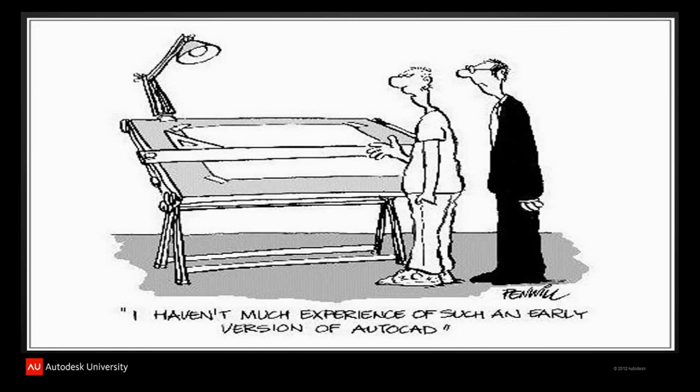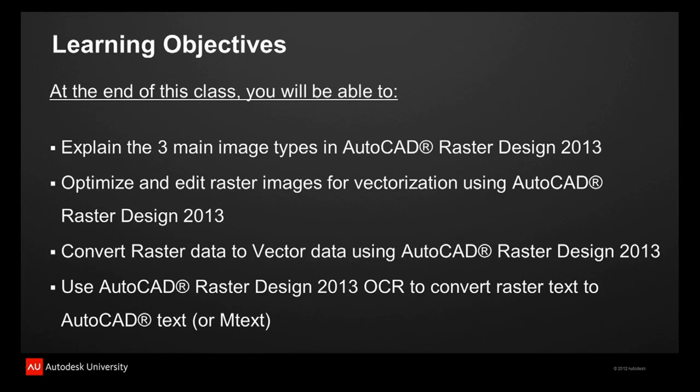Right. Okay, the learning objectives of this class. All right, so I'm going to explain the three main image types using AutoCAD Raster Design. When you install AutoCAD Raster Design, it installs on top of AutoCAD, and it will create a new ribbon item in AutoCAD where you can have access to the Raster Design commands and features. And when we use Raster Design, there are three main types of images that we use to optimize the raster information before we can actually start vectorizing this information. So one of our objectives is understanding what these three image types are, and then being able to work with them.